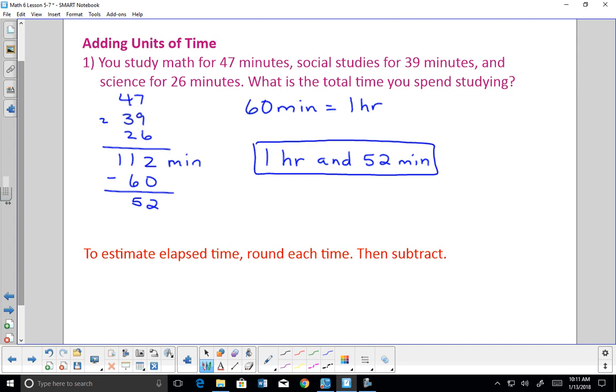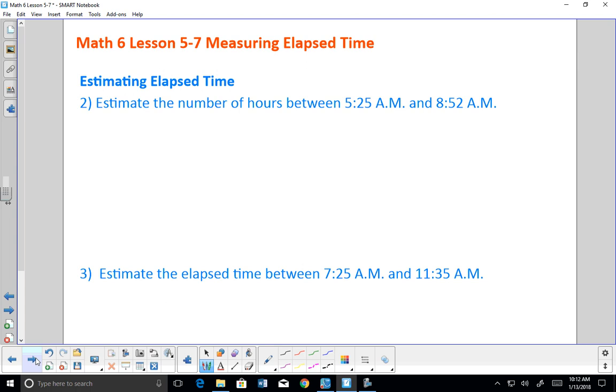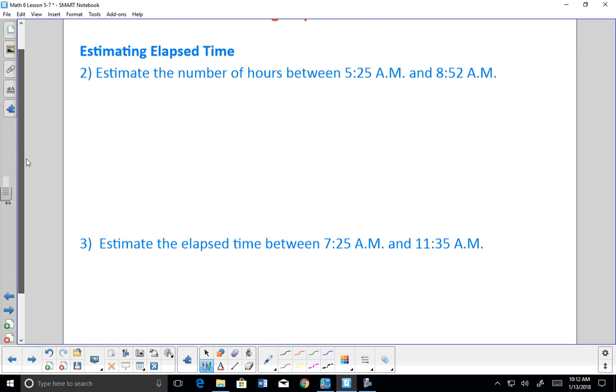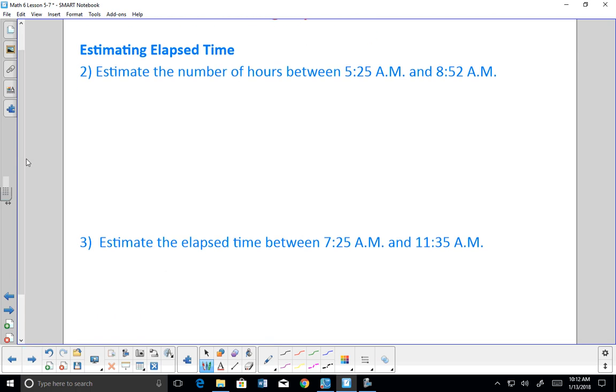Now, sometimes it's helpful to estimate elapsed time before you actually compute elapsed time. To estimate elapsed time, you're going to round each time and then subtract. Let's estimate the number of hours between 5:25 a.m. and 8:52 a.m. Okay, since they're both in the a.m., we can think of 5:25 is close to 5 hours after midnight.